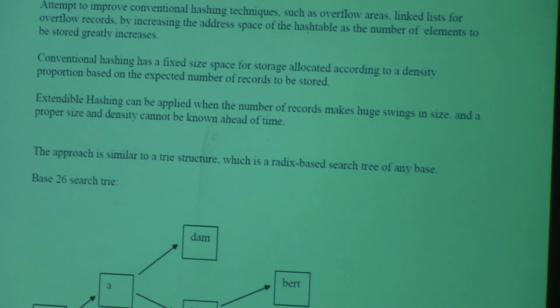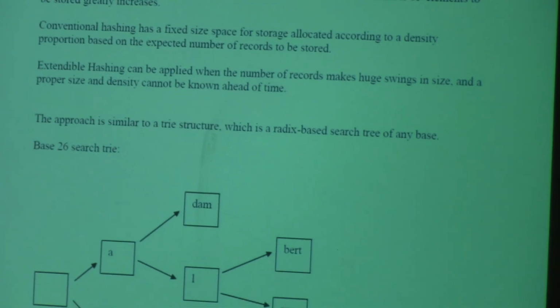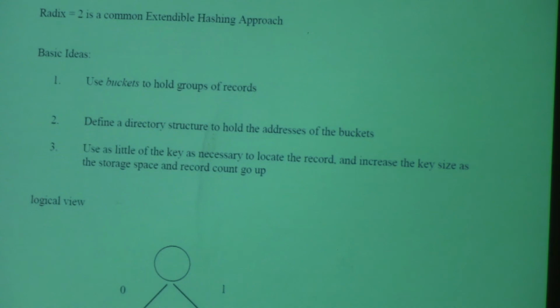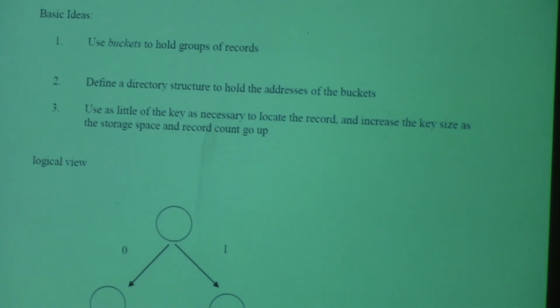So we're going to use a technique where we use base 2, radix 2, commonly used in the hashing approach. And we're going to use the technique of buckets. Buckets will be holding multiple records. And so what we're going to do is generate, through hashing, only enough of a hash result to differentiate which bucket to go to.